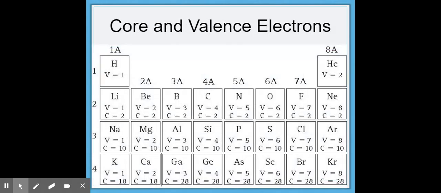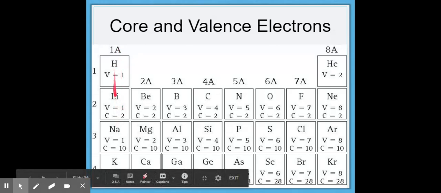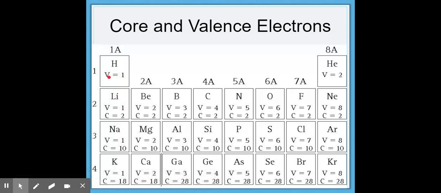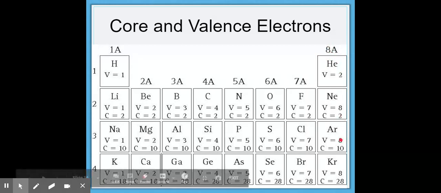This is more of what we see of the periodic table. In group 1A, our first column, V is for valence and C is for core. We see that they all have 1 valence electron. It goes on, 2 here, 3 here, 4, and so on. Notice that there is an exception up here. Helium only has 2 valence electrons, even though it's in the 8th group, and everyone else has 8.